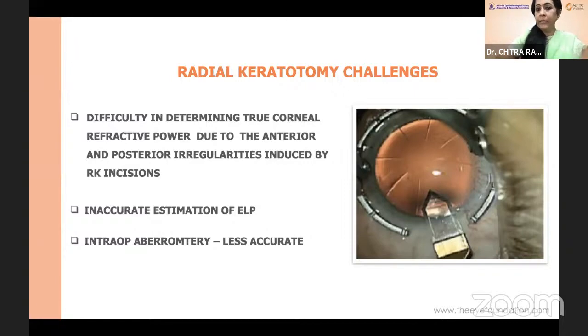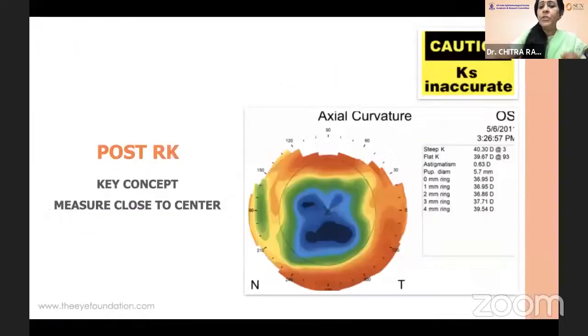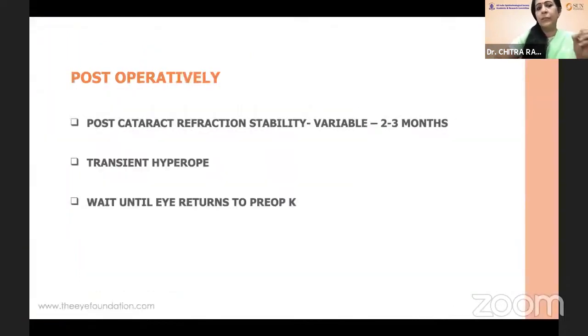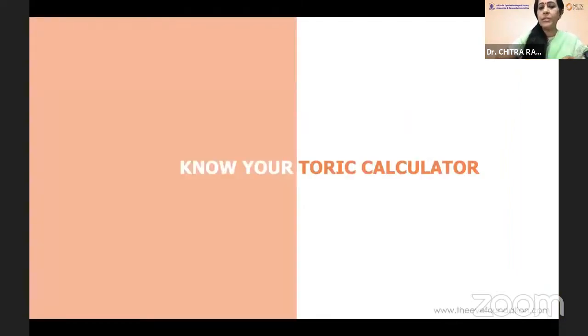Radial keratotomy again has its own challenges and difficulty in estimating ELP. So the challenge is how close to the center of the cornea can you get? And today with the ASCRS calculator, we do have the post-RK values to be measured too. Essentially with RK, of course, we need to be cognizant that there's going to be a challenge in the stability of the refraction in the first 2-3 months because of the transient hyperopia which is there.